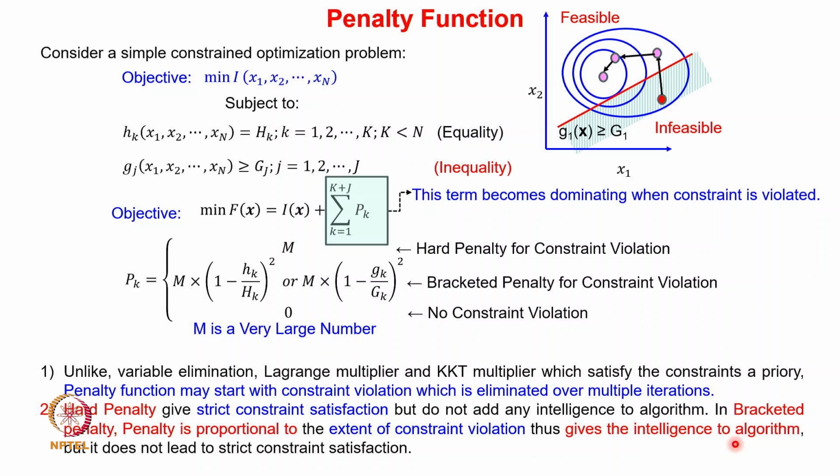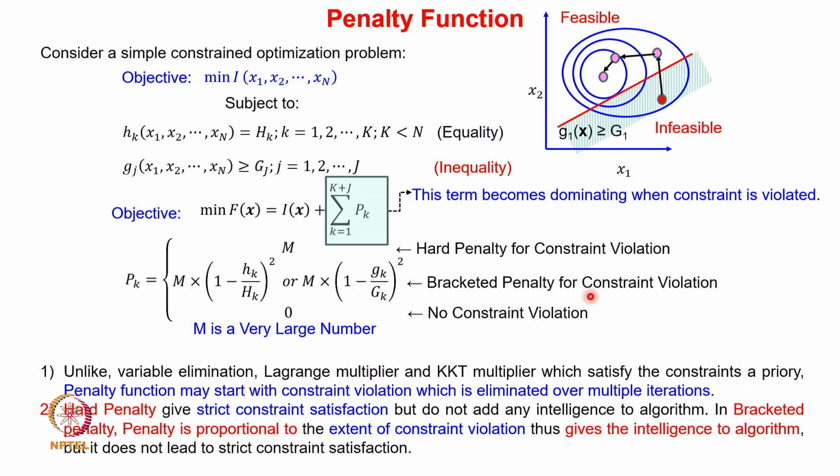But unlike that, in a penalty function method, what we do is we calculate the constraints hk and gj, and whenever we are calculating these values, we check whether these calculated constraint values are satisfied or not. Whenever these constraint values are not satisfied, then we add penalties, isn't it? So there are two types of penalties. One is the hard penalty. Whenever there is a constraint violation, we add a very large number as a penalty directly in the function, which is called a hard penalty.